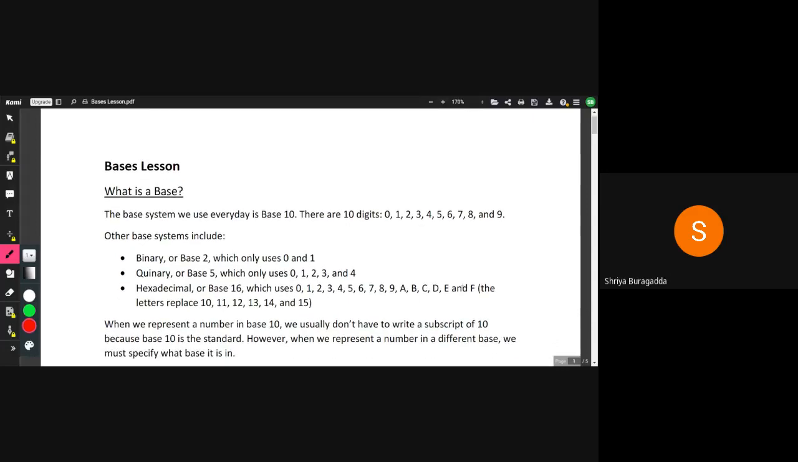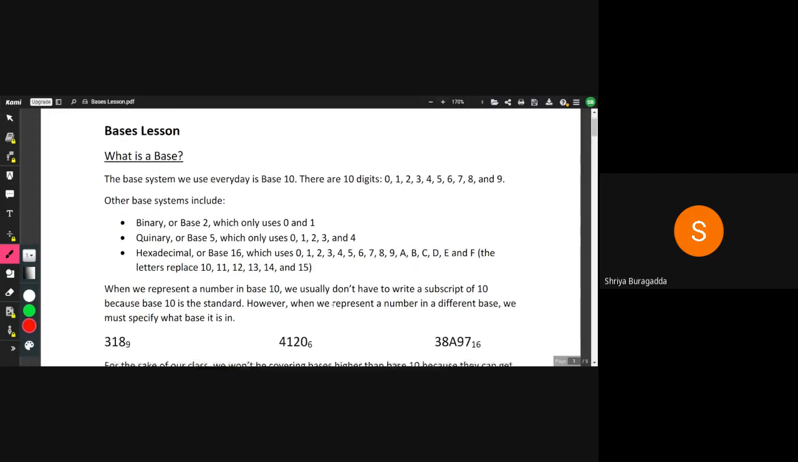Okay, so for bases, the base system that we use every day is called base 10, and there's 10 digits that we use. It's 0, 1, 2, 3, 4, 5, 6, 7, 8, 9. And some other common base systems that you'll probably hear about or see are binary or base 2, which only uses 0 and 1. Quinary or base 5 only uses 0 through 4. And hexadecimal, which is base 16, uses 0 through 9, and it also uses A, B, C, D, E, and F. And those letters replace the numbers 10 through 15.